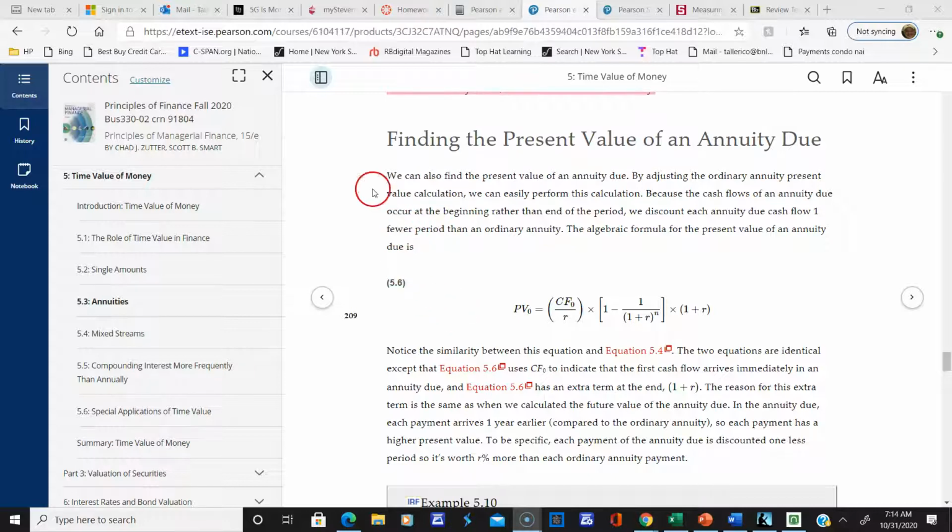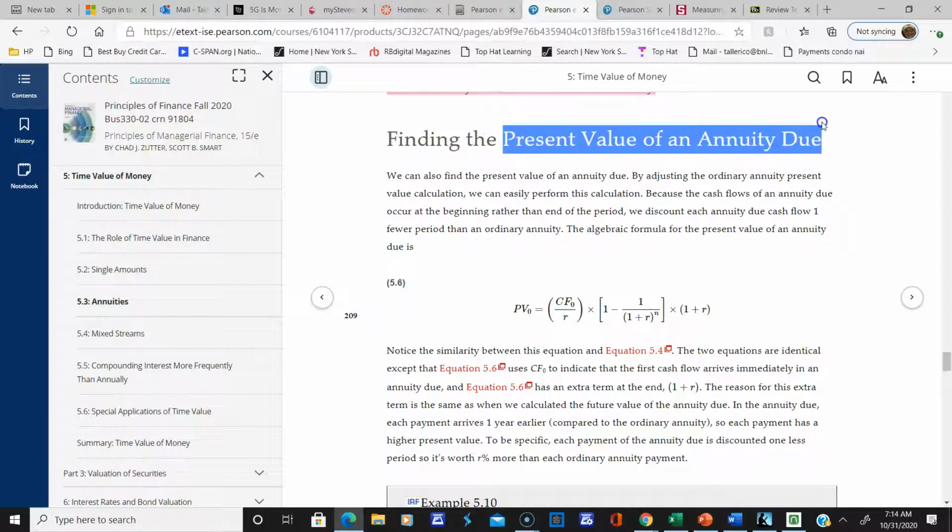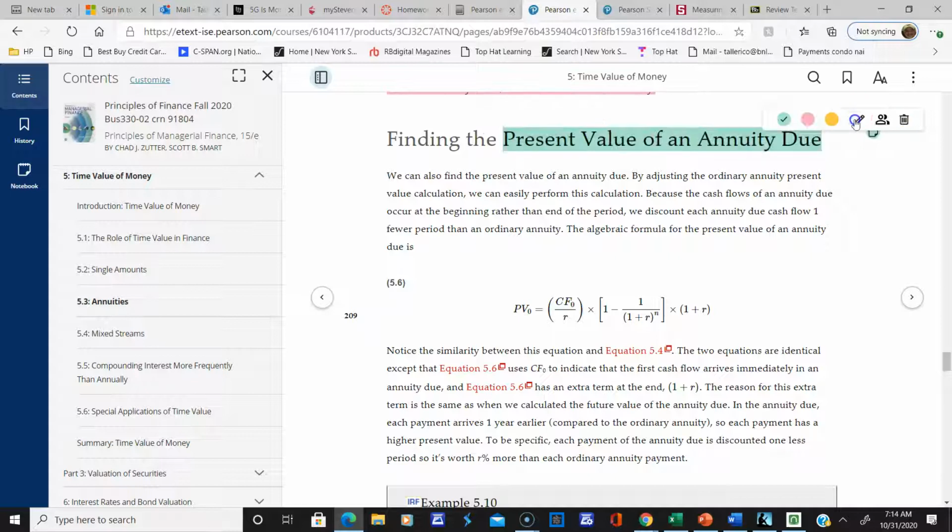I want to pick up where I left off on my last video, and we're up to finding the present value of an annuity due. Just to remind everybody, an annuity due means the payments are going in or coming out at the beginning of the period. So you're finding the present value of a series of cash flows that went in at the beginning of the period, and they're telling you what the lump sum today would be worth.